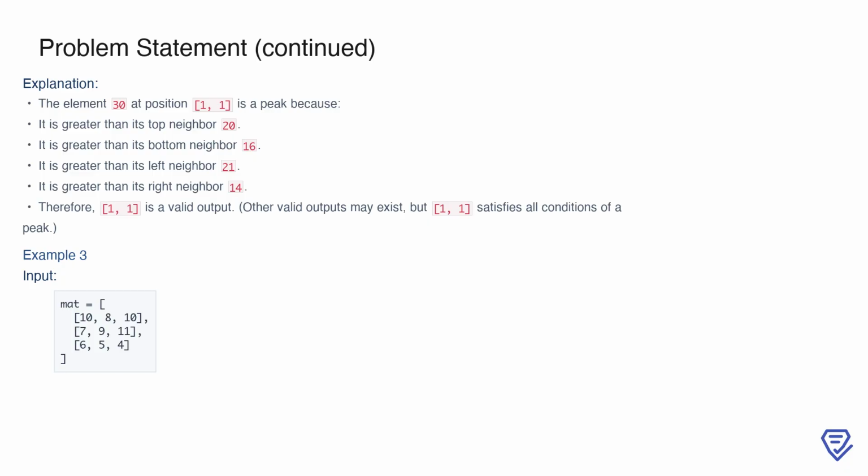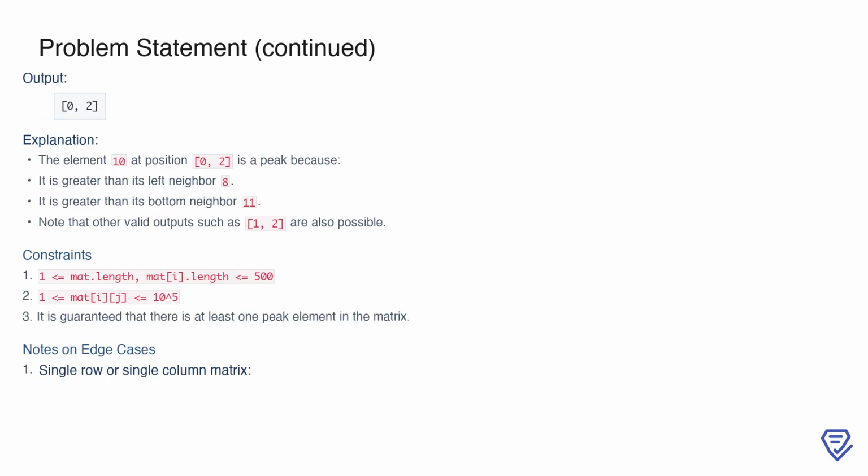Now, consider the third example, which uses the matrix [10, 8, 10], [7, 9, 11], [6, 5, 4]. In the third example, the output is [0, 2], which means the element at row 0, column 2, is a peak. Here, the value 10 at position [0, 2] is greater than its left neighbor, which is 8, and its bottom neighbor, which is 11. While [0, 2] is a valid peak, it's worth noting that other positions, such as [1, 2], could also qualify as peaks. This flexibility is allowed because the problem guarantees the existence of at least one peak, and our task is simply to find any one of them.